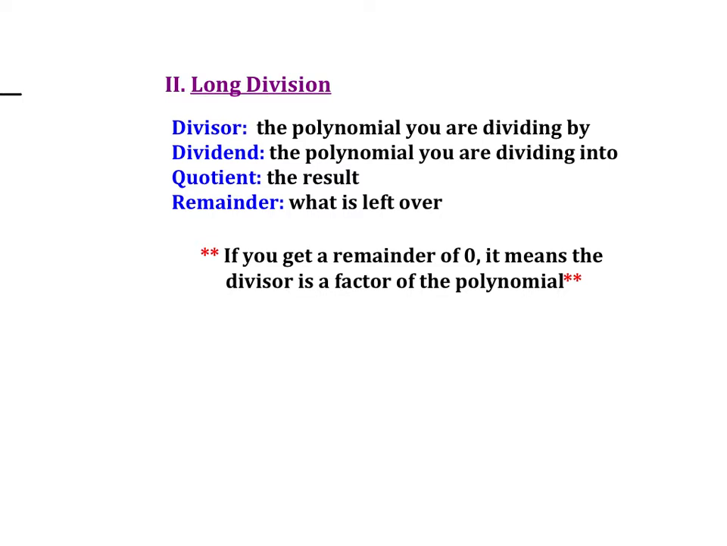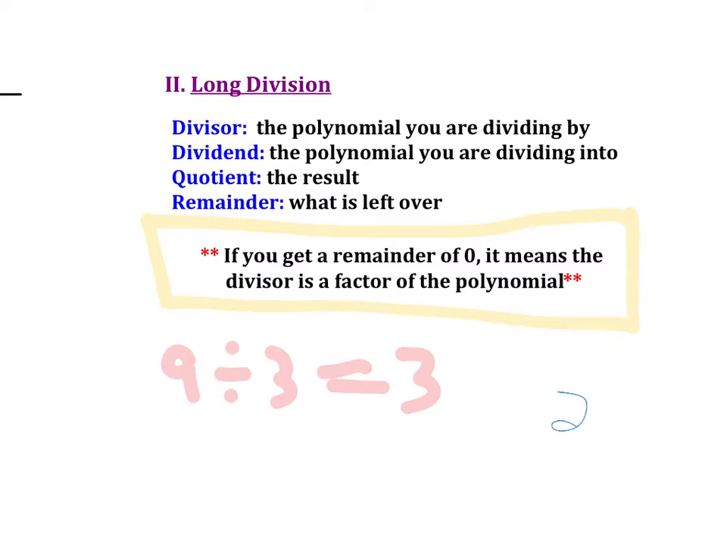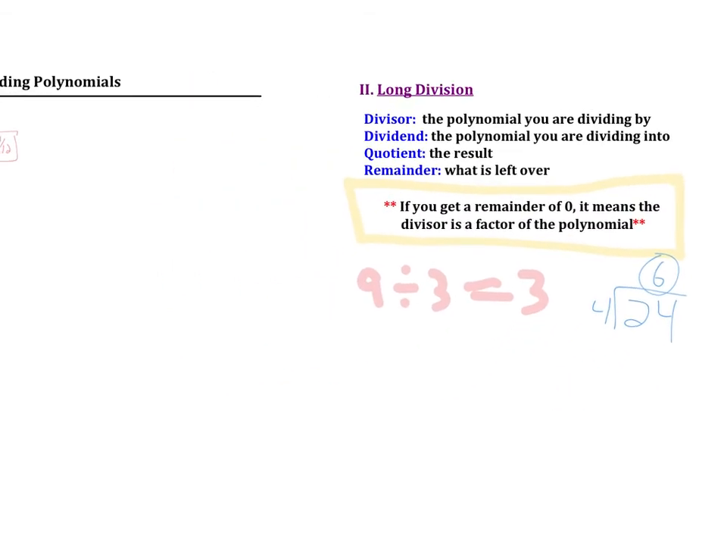Right here, I have the note, if you get a remainder of 0, this means the divisor is a factor of the polynomial. So if we think of that in terms of real numbers, if I did 9 divided by 3, I get a clean, even number with no remainder. That means 3 is a factor of 9. If I did 24 divided by 4, I would get 6 as my answer without a remainder. That means 4 is a factor of 24. We are going to learn rather quickly that things work out nicely. We're going to tend to prefer when we get remainders of zeros.